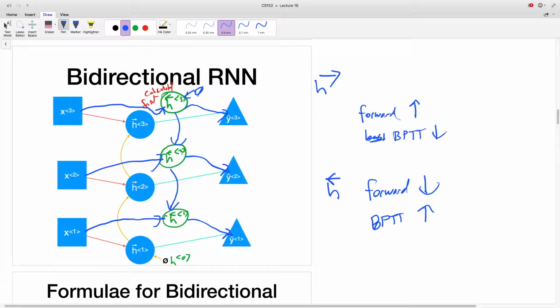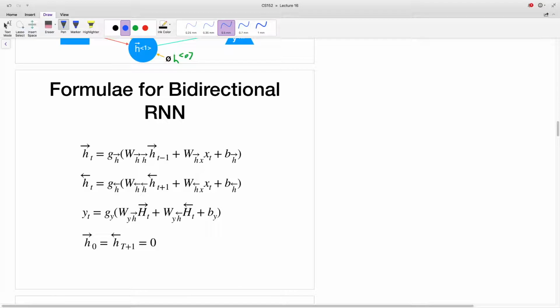Yes. So yes, it gets to, it'll be complicated. Agreed. So our formulae really are, our H sub t right arrows are just the same as they were before. We're just throwing right arrows on top of everything. And then we have a left arrow H sub t. And we're going to use, I suppose we could have its own activation function. It's likely going to be the same. We have its own weight matrix, its own HH matrix, its own HX matrix, and its own bias vector.